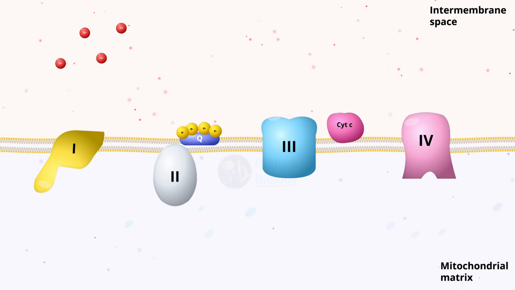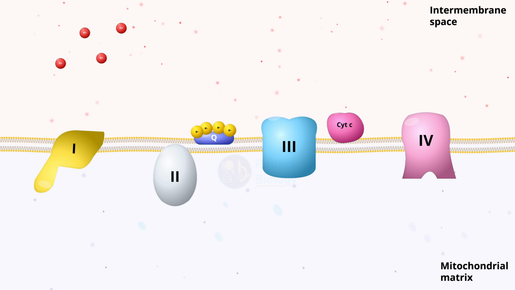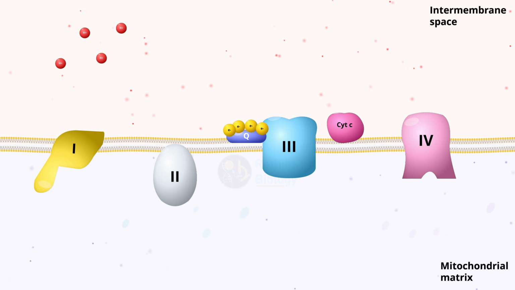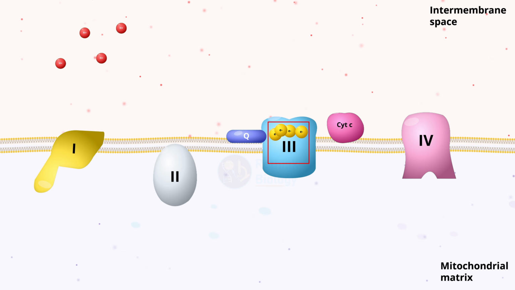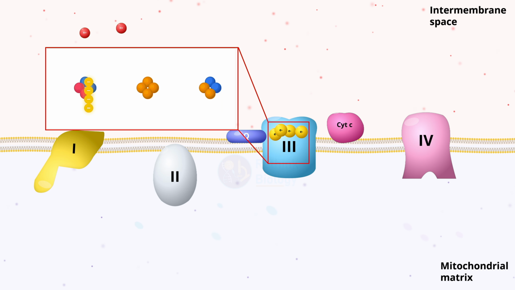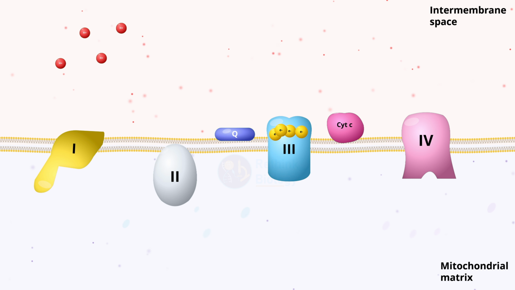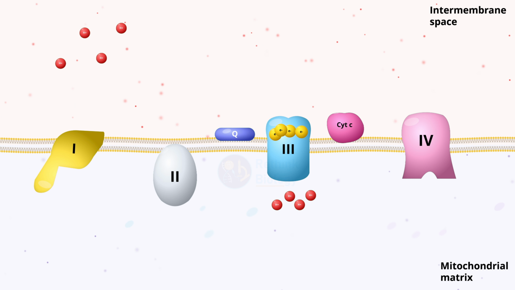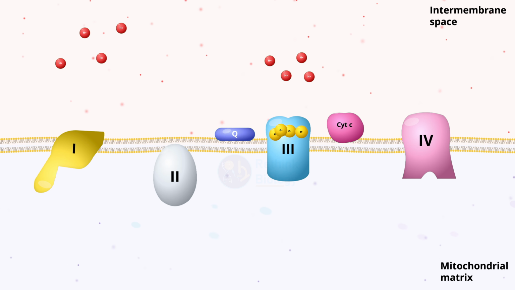So, coenzyme Q gathers electrons from both complex 1 and complex 2. Coenzyme Q then travels through the membrane to deliver these electrons to complex 3. Complex 3 is our second major proton pump. The electrons enter complex 3 and jump through its iron-containing heme groups. As they release more energy, complex 3 changes shape. It uses this energy to pump 4 more protons from the matrix into the intermembrane space.